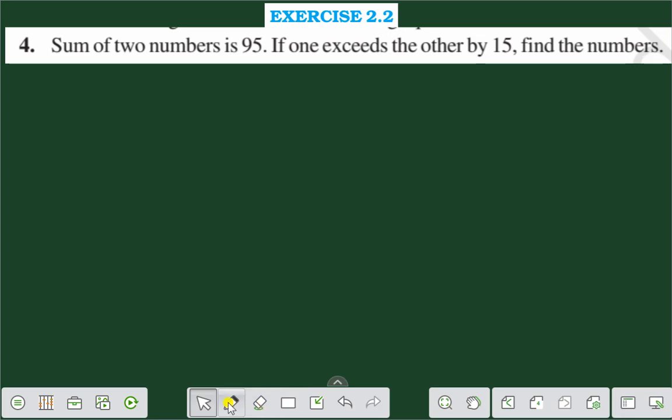Let one number be x. Therefore, the other number will be, if one exceeds the other by 15, x plus 15.